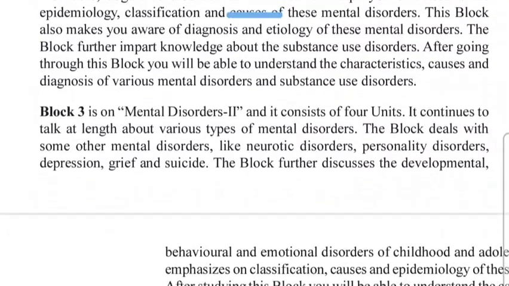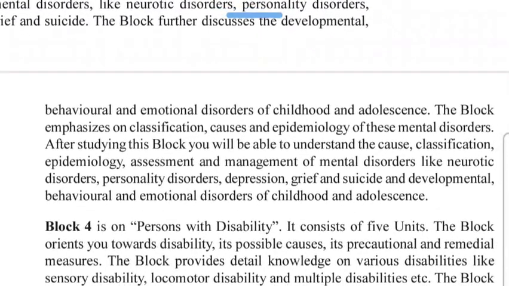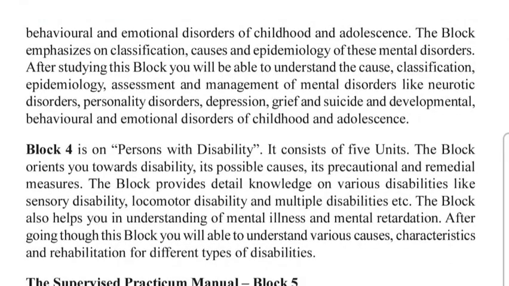Block 3 is on Mental Disorders 2 and consists of 4 units. It continues to discuss various types of mental disorders in detail. The block deals with other mental disorders like neurotic disorders, personality disorders, depression, grief, and suicide. It further discusses the developmental, behavioral, and emotional disorders of childhood and adolescence. The block emphasizes the classification, causes, and epidemiology of these mental disorders. After studying this block, you will be able to understand the cause, classification, epidemiology, assessment, and management of mental disorders like neurotic disorders, personality disorders, depression, grief, suicide, and developmental, behavioral, and emotional disorders of childhood and adolescence.